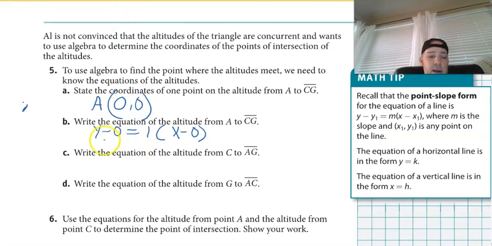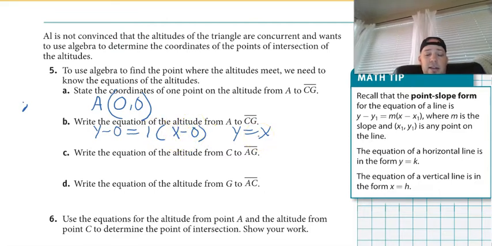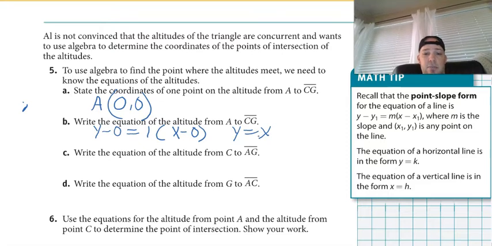So simplifying, we get y equals x. You get x minus 0, so just x. 1 times x is just x. So we get y equals x. And that makes sense, because if you think about it in slope-intercept form, the slope is 1 and the y-intercept equals 0. So far, so good.